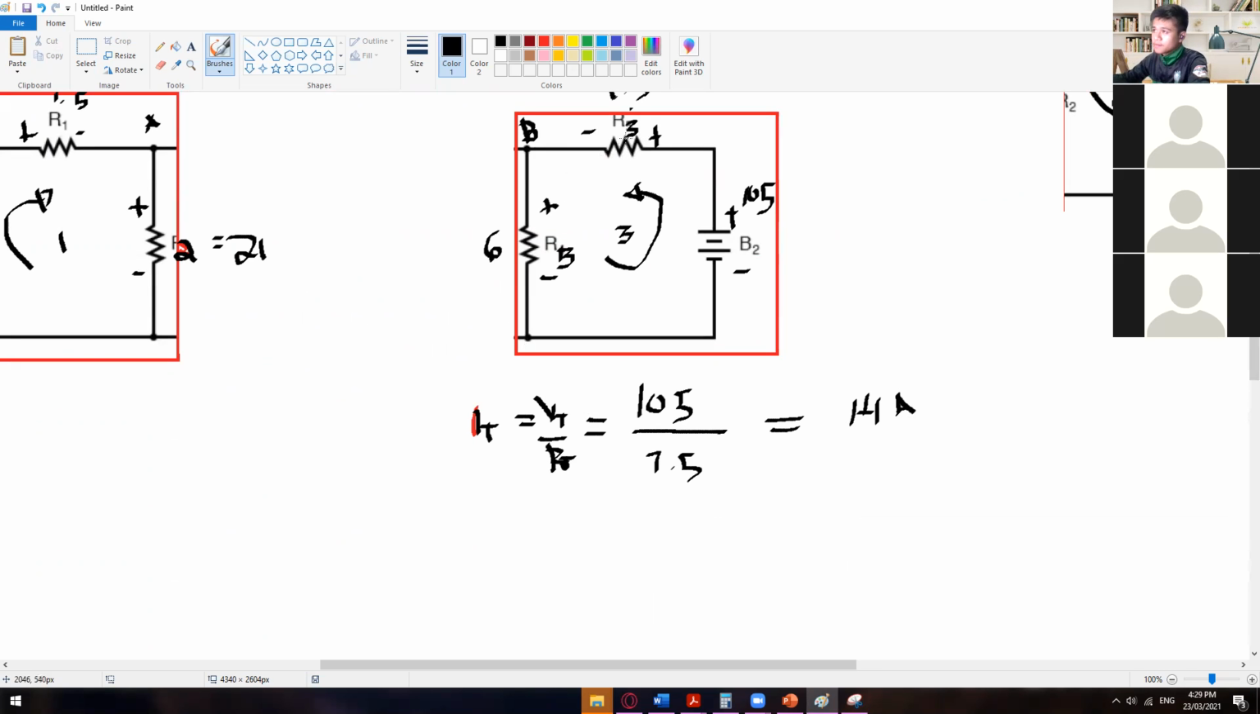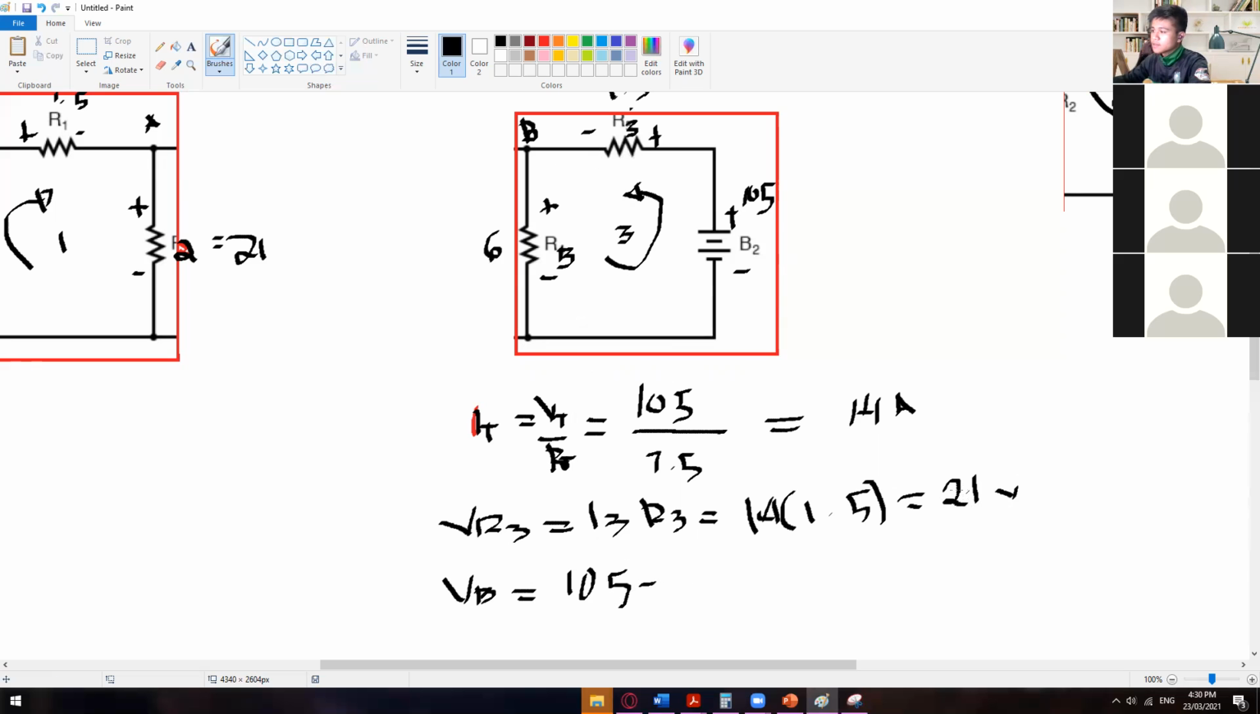Okay. So for you to be able to get the voltage drop across R3, VR3 is equal to I3 times R3, wherein I3 is equal to I total, which is 14 amps, times R3, which is 1.5 ohms. So 14 times 1.5 is 21. Okay, and this is your voltage drop across R3. So to get the potential voltage at VB, total voltage, which is 105, minus the voltage drop across R3, which is 21, will give you 84.